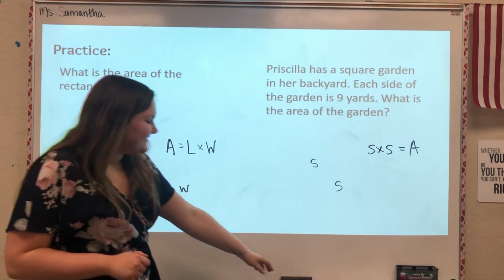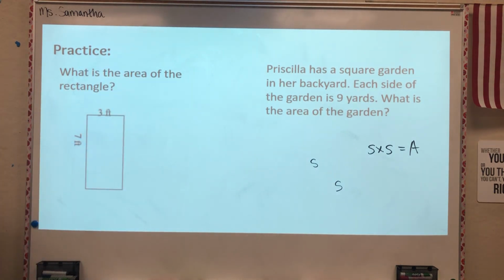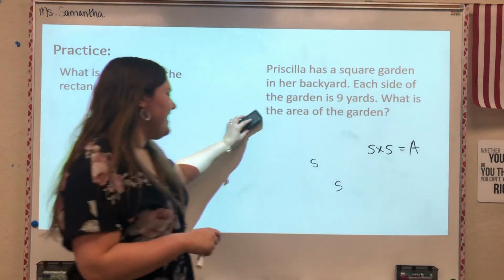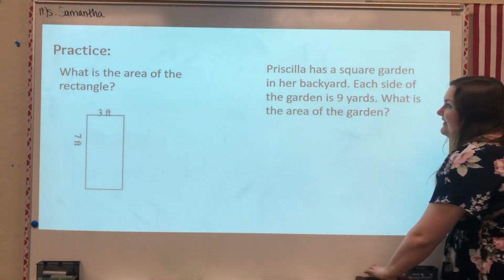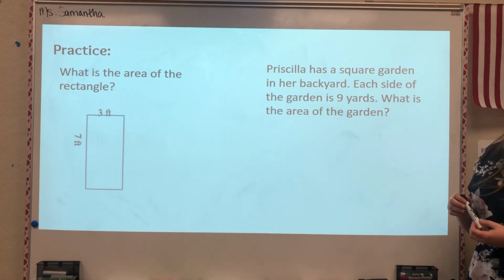So for practice, let me clear all this up. The first question says, what is the area of this rectangle here? All right, and then this other one here says Priscilla has a square garden in her backyard. Each side of the garden is 9 yards. What is the area of the garden?